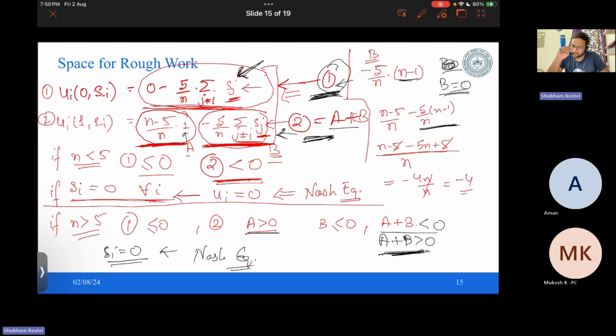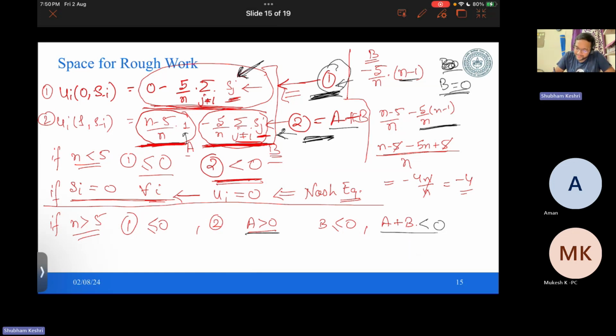Correct. So I guess I was wrong. So in that case, everybody plays 1, so then A plus B will become less than 0, because the term B will become negative. I will check this again. So there will be a point where it will transit from positive to negative. No, I will check again. Where the doubt is, I will just check again.